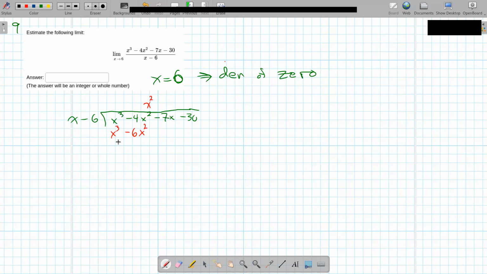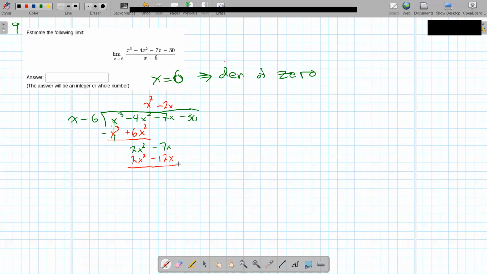And then we subtract by adding the opposite, so I'm just going to change each of these signs. X cubed minus x cubed, that should always be a 0 first, so that's gone. Negative 4x squared plus 6x squared is going to give me 2x squared. Bring down the next term. What would I multiply by x to get 2x squared? I would multiply by a positive 2x. 2x times x is 2x squared. 2x times negative 6 is negative 12x.